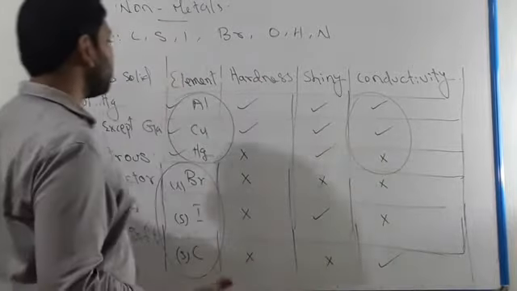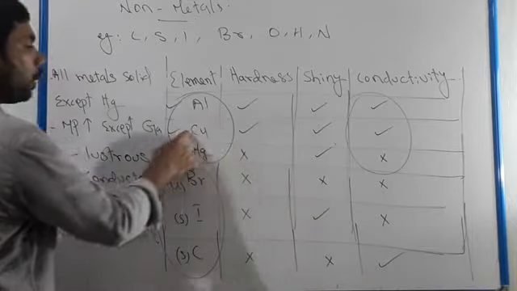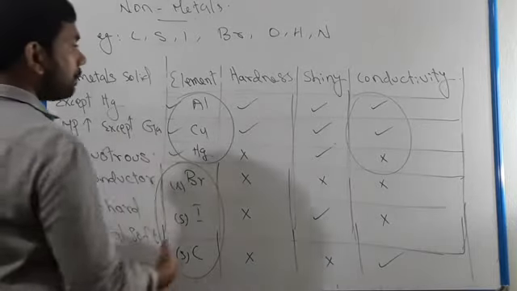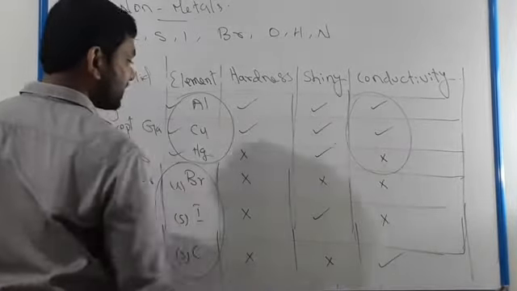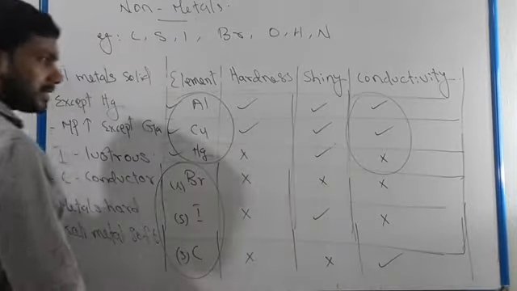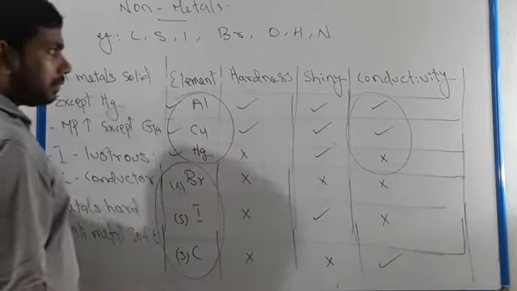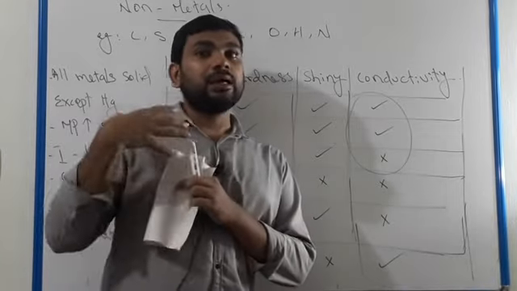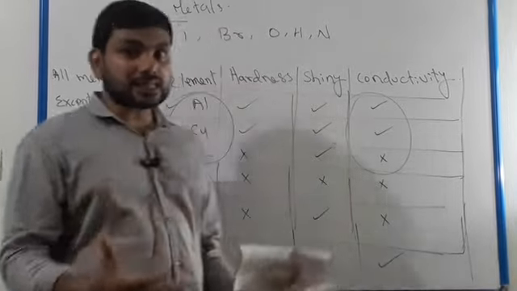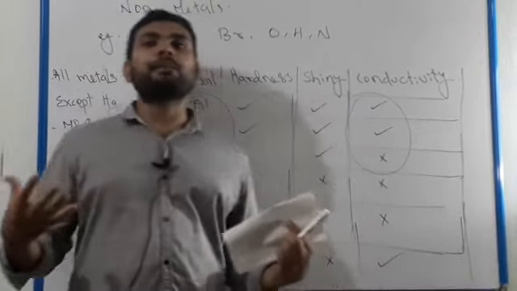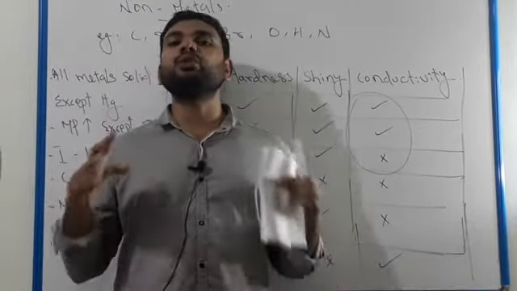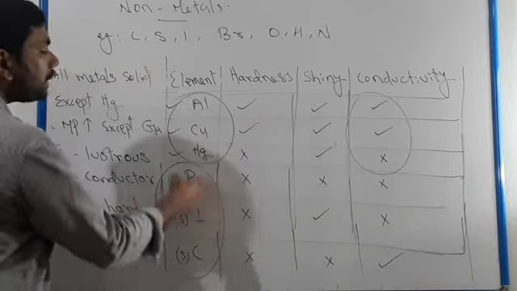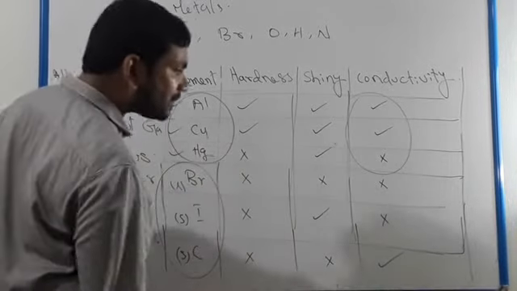You can say the answer: aluminium, copper and mercury are metals, but they show different physical properties. For example, aluminium and copper are good conductors of electricity, while mercury is a poor conductor of electricity. Another example: physical properties of the elements do not give enough information to classify the elements. Why? Another reason here: bromine, iodine, carbon are non-metals, but they have different physical properties.